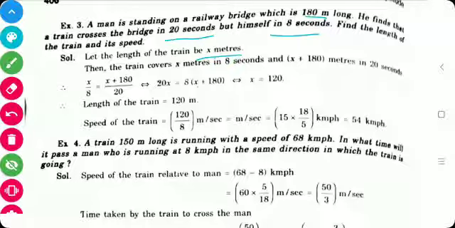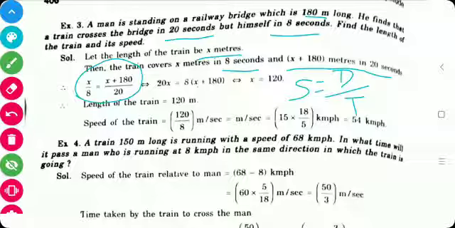So the train covers x meters in 8 seconds and x plus 180 meters in 20 seconds. Here we will write down the relationship as distance upon time. As we know, speed is equal to distance upon time. So the speed of the train is the same in both cases, for crossing the man as well as for crossing the platform. So we will write the relationship as x upon 8, that is speed, is equal to x plus 180 upon 20. So this is the relationship between these. So we will solve this equation.